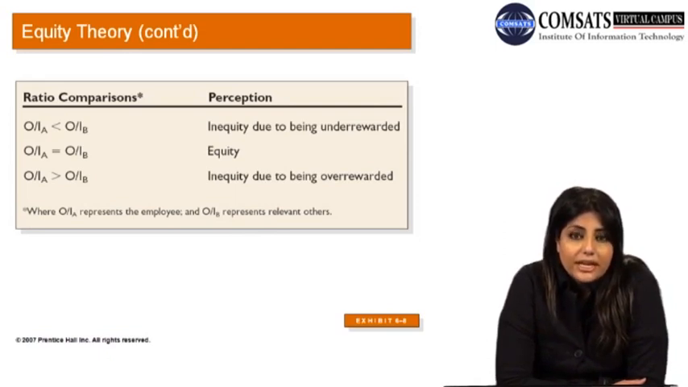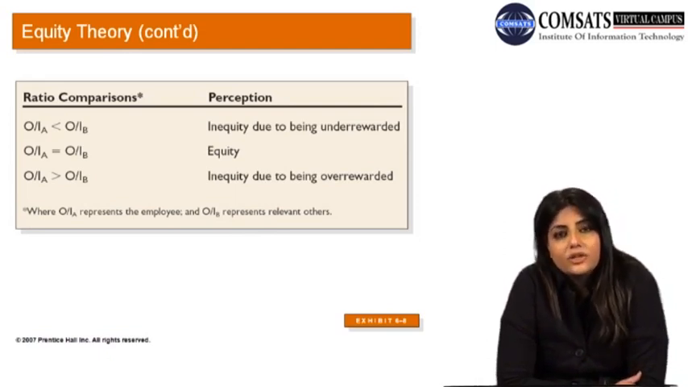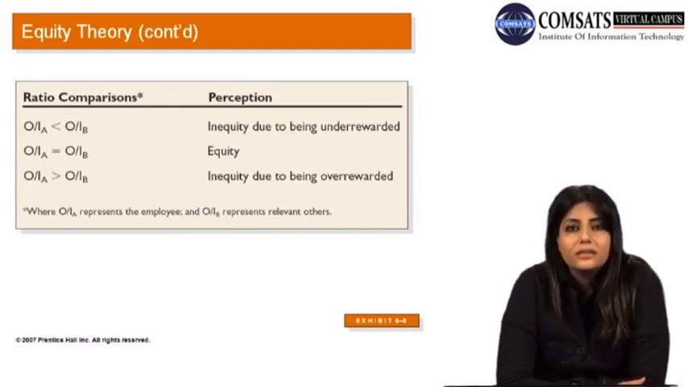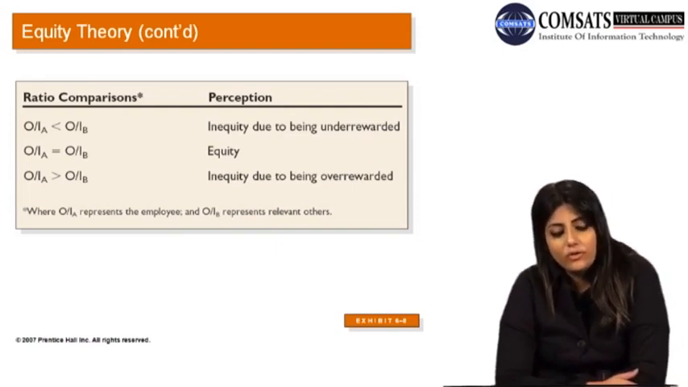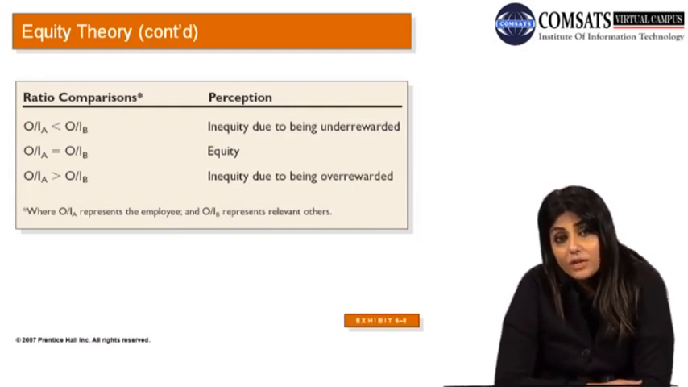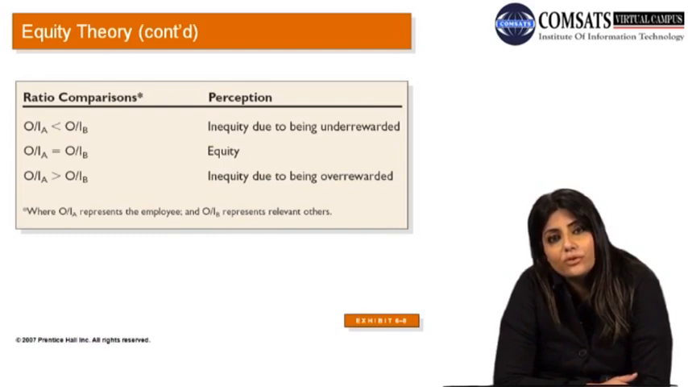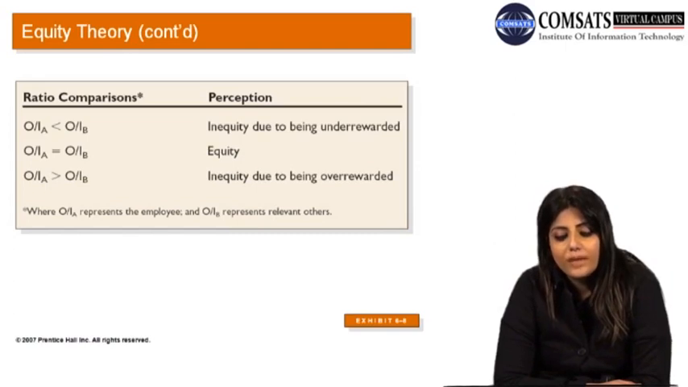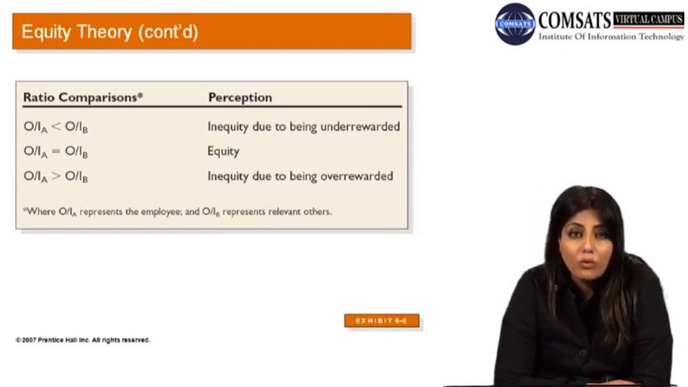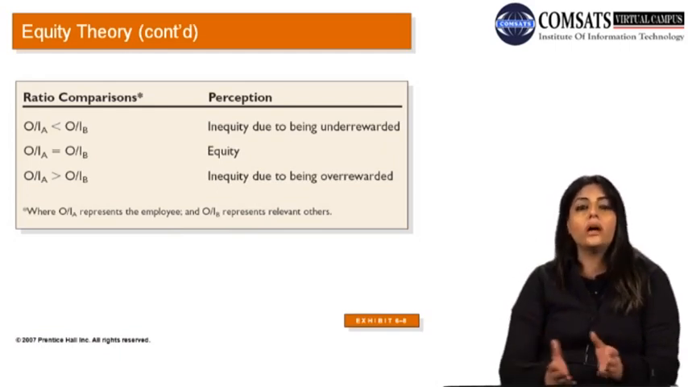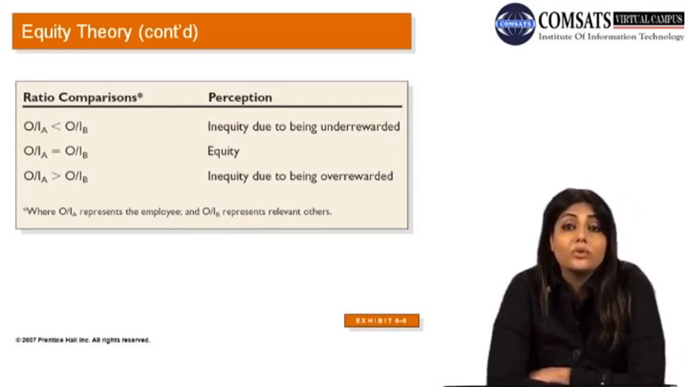Then the second possibility is that you compare your input-output ratio with that of your co-worker, and you feel that they are alike, and then you will perceive equity. And again there is inequity when you're being over-rewarded, which is the case when your input-output ratio exceeds that of your referent other. So inequity can come both from being under-rewarded and from being over-rewarded. It does not necessarily mean that it's coming only from being under-rewarded.